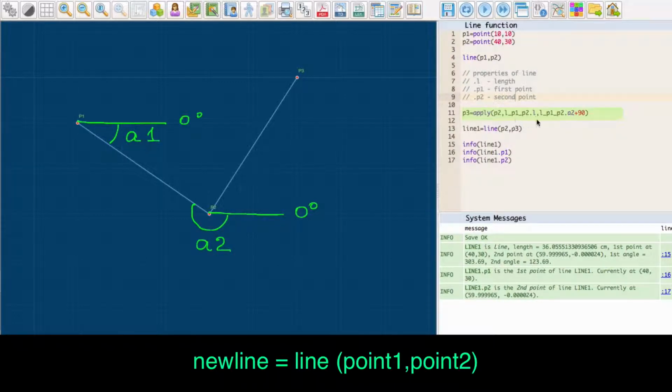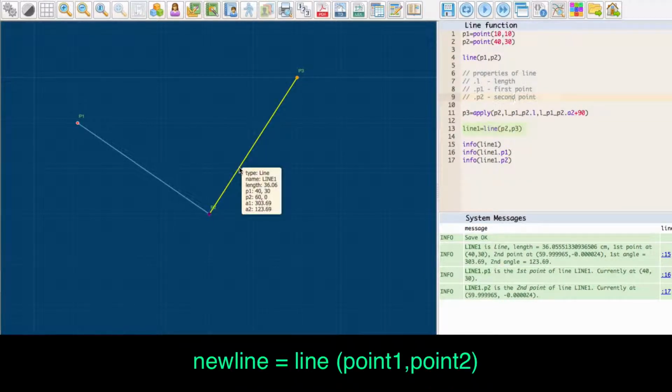Let us place point P3 using the properties of the line we have drafted. In our apply function, we mentioned angle 2 of our line and added 90 degrees. Point P3 is perpendicular to the line. We have given a specific name to our next line. It is line 1. It goes from point P2 to P3 and has the same length as the first line in our draft. It is also perpendicular to the first line.